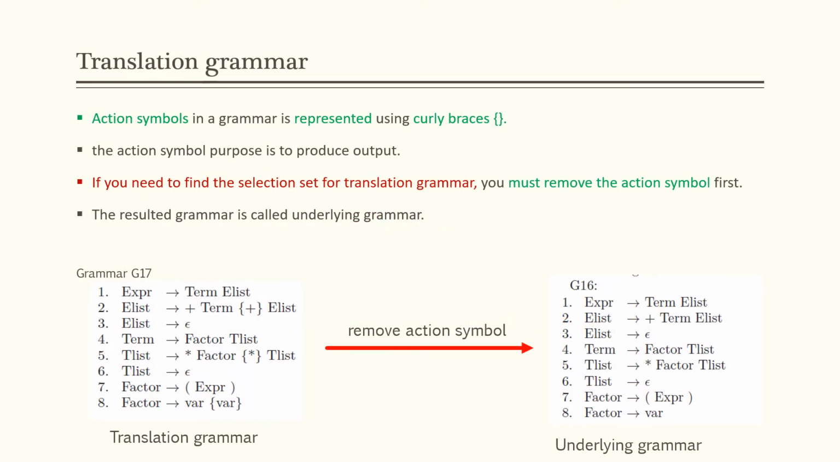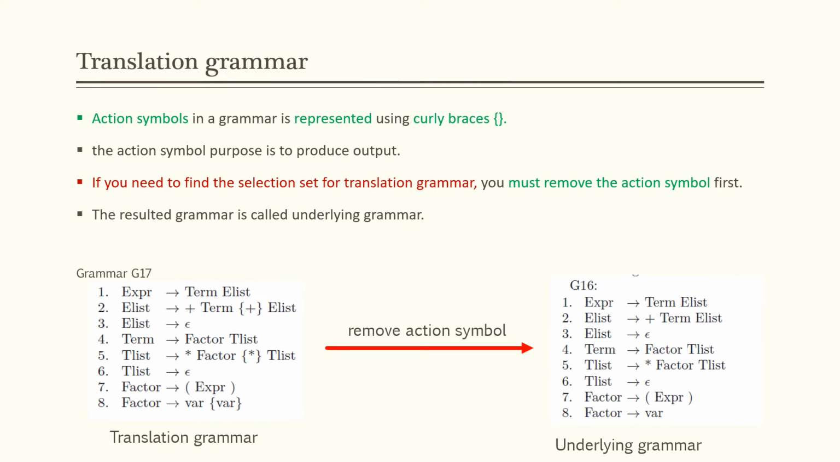Now we look further into what is a translation grammar. Inside the translation grammar, we have what we call an action symbol. An action symbol in this grammar will be represented using curly braces. Okay, you will look into the grammar. Inside the grammar, when it has curly braces, it is actually an action symbol.